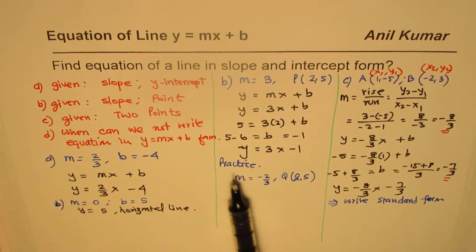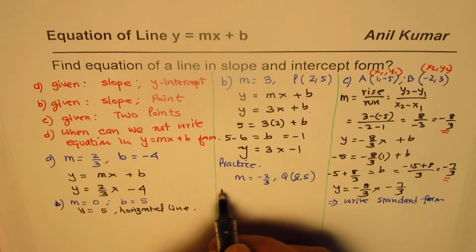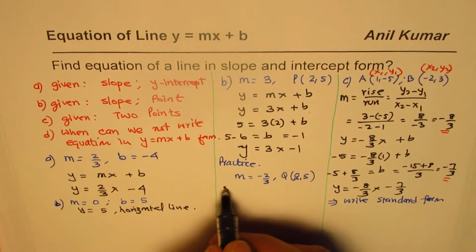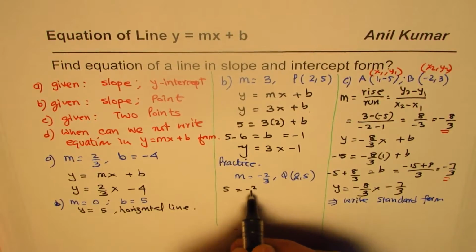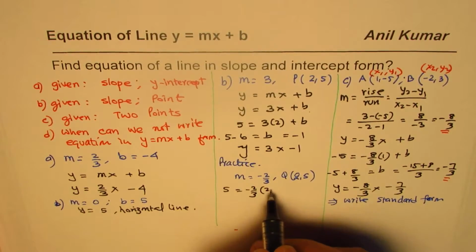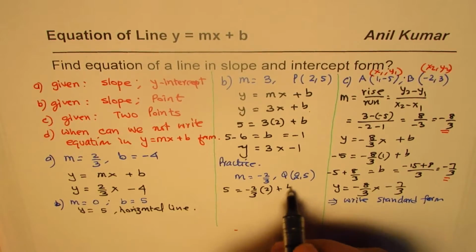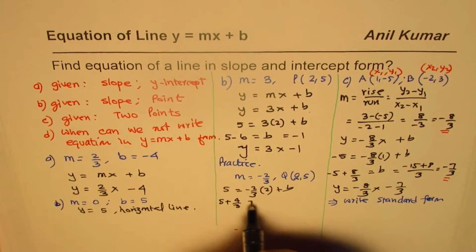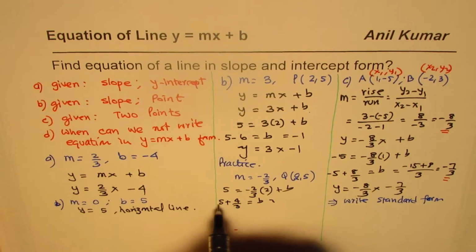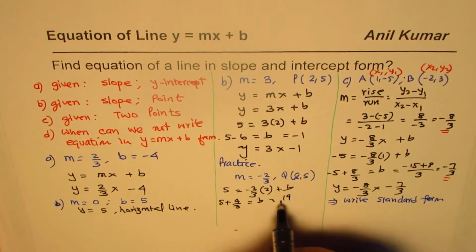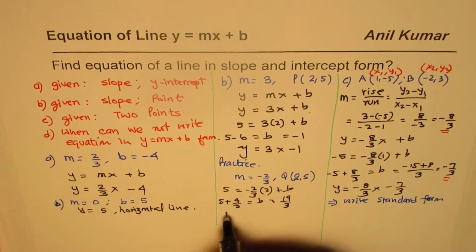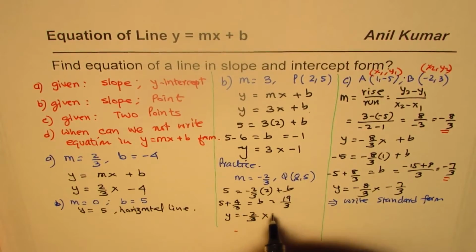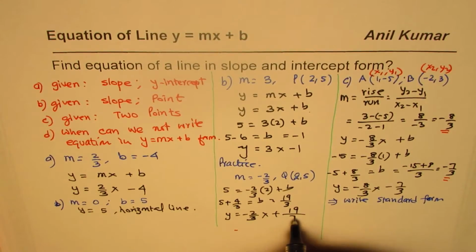Now let me complete this one, which is practice with this example. So a short method will be y is 5. So I'm writing 5 equals slope is minus 2 over 3, x is 2 for us, right? And plus b. So we can find b here. 5 plus 4 over 3, right? Equals b. That is 5 times 3 is 15 plus 4, 19 over 3. So the equation is y equals minus 2 over 3 x plus 19 over 3, right? So we get another equation.